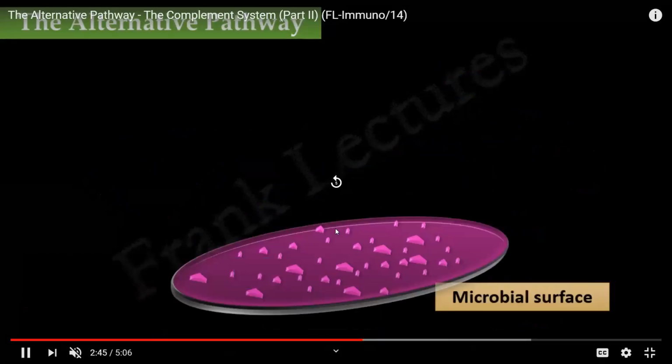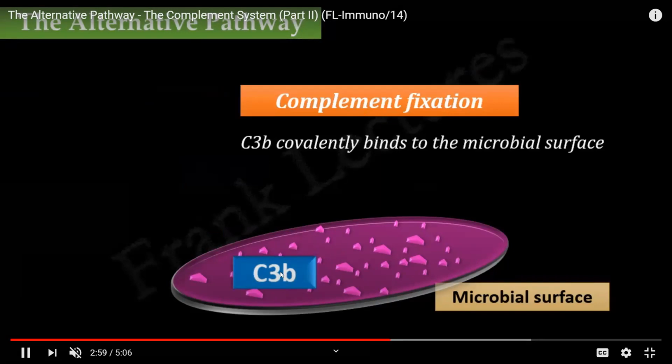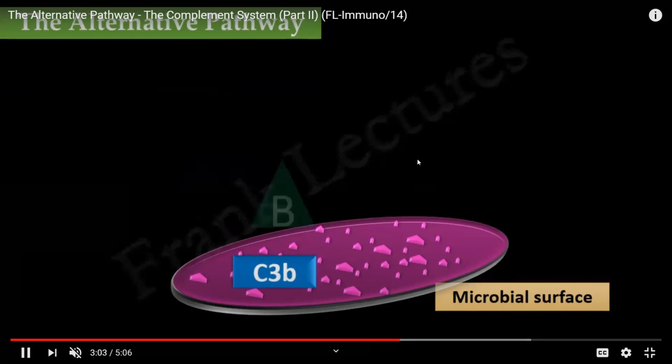Now those C3b that were formed after C3 was cleaved, a few of the C3b go and get attached to the microbial surface. This is a microbial surface on which it has attached itself. It has fixed itself, so this is known as complement fixation. C3b is a complement, so this complement has fixed itself. That means this C3b covalently binds to the microbial surface.